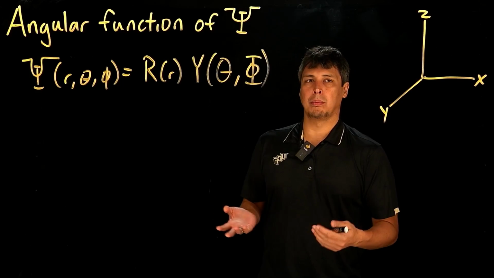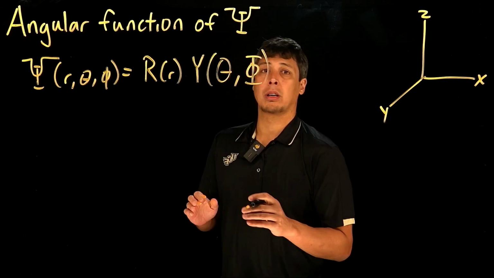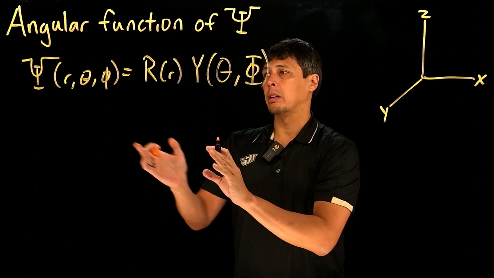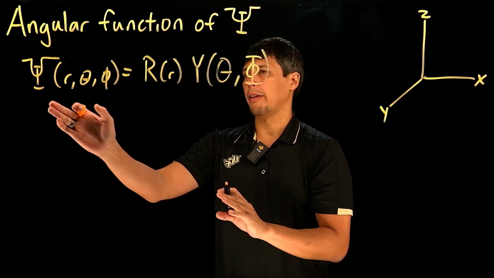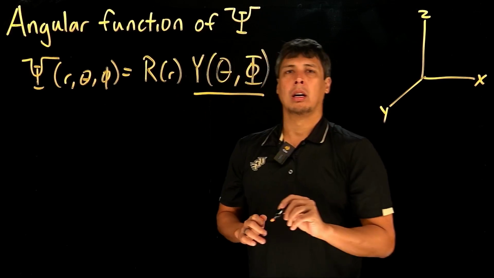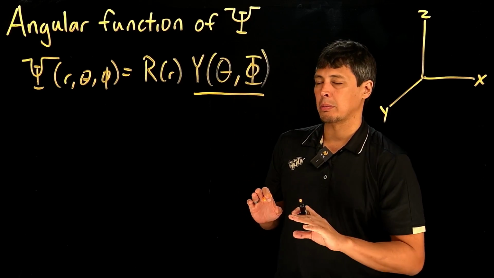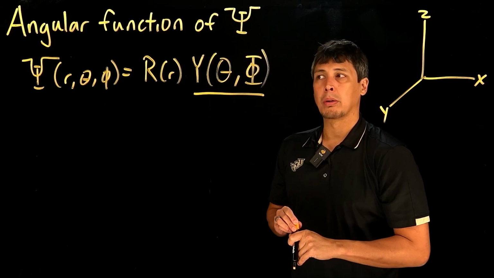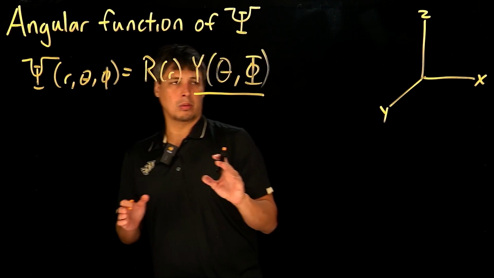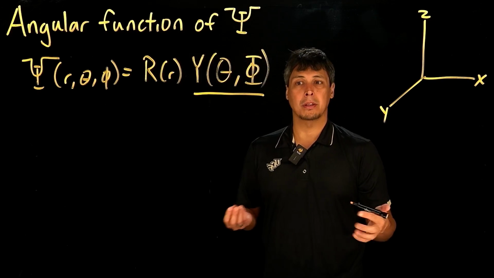Now let's talk about the angular component of the wave function. So remember when we first introduced this, we said that we can mathematically separate the wave function into its radial component and angular component. So now we've discussed the radial component, but let's think about what this means from the perspective of the angular component of the wave function. And so this is what you may remember from previous chemistry courses as the shapes of the orbitals.